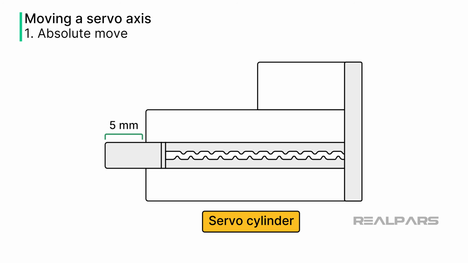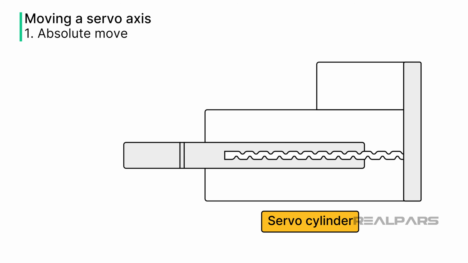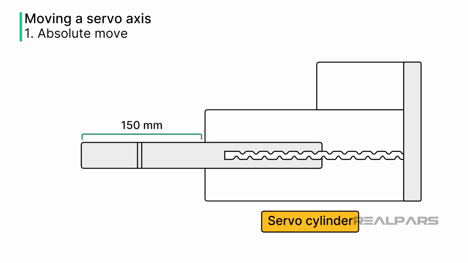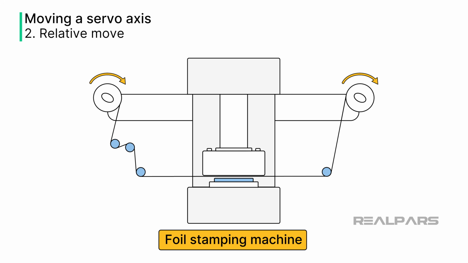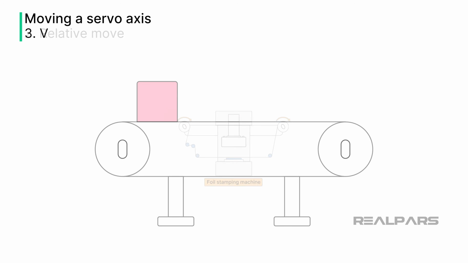Absolute move instruction moves the axis to a specified absolute position. For example, a piston is moved from its retracted position of 5 mm to its extended position of 150 mm. Relative move command moves the axis a specified distance relative to its starting point. For example, a foil stamping machine advances the foil material by 50 mm after every execution trigger.